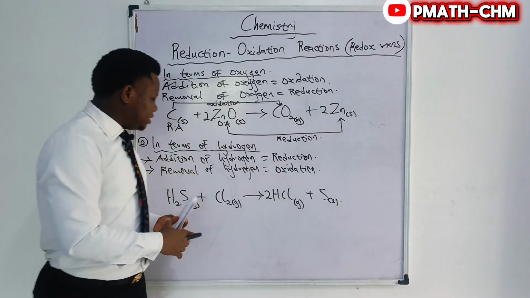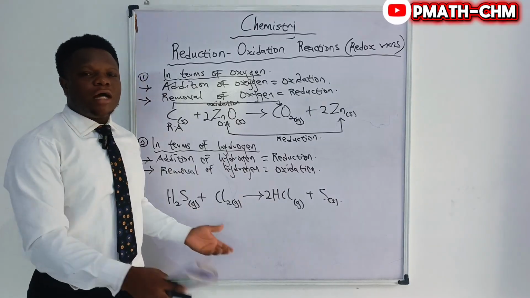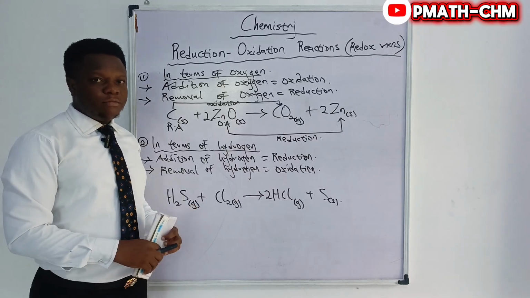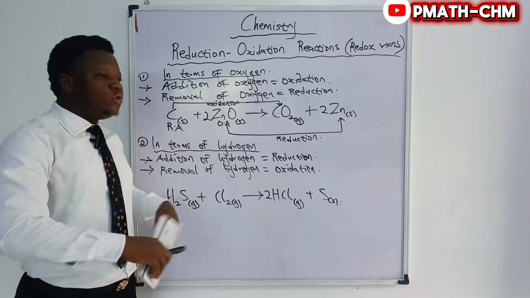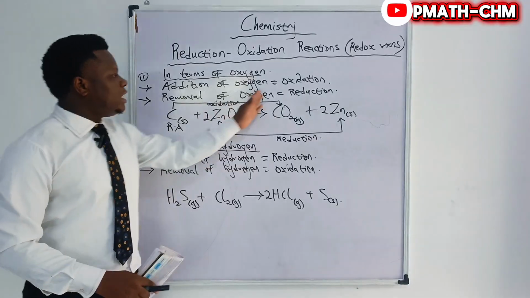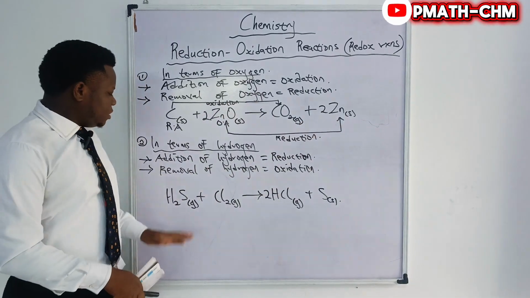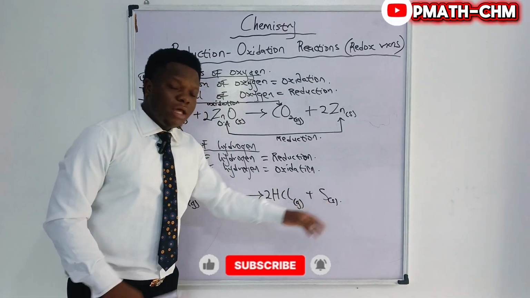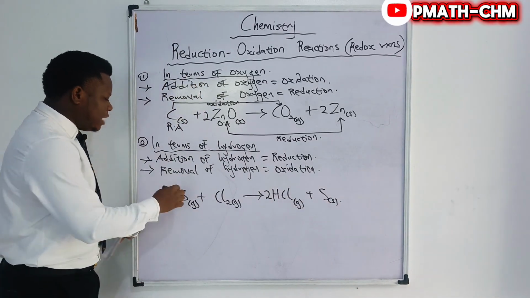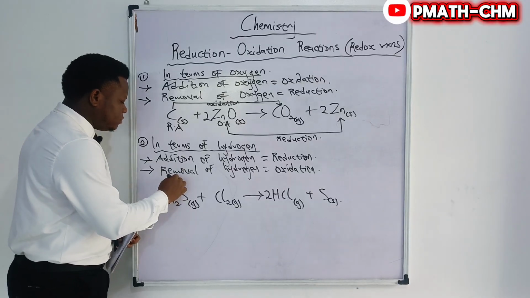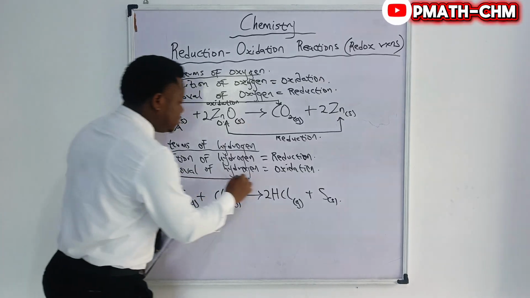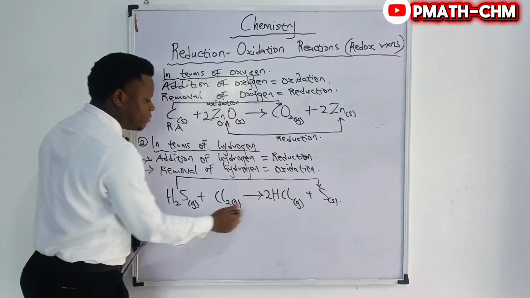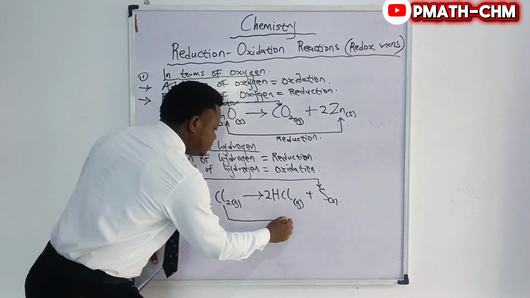Now, let's pay attention to this. If JAMB should ask you, if your exam should ask you, which substance is being oxidized here in terms of hydrogen, what do you do? Very simple. First of all, draw the arrows to guide yourself. Now, this is sulfur in the reactant side, and then this is sulfur in the product side. So I would draw an arrow from this to this. Then this is chlorine here, and then this is chlorine in the product side. You connect them with an arrow.